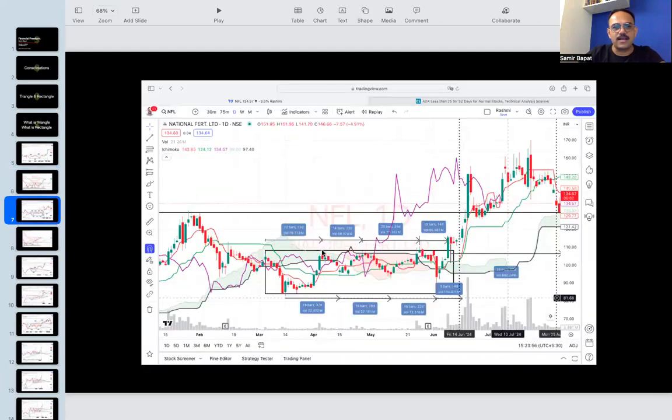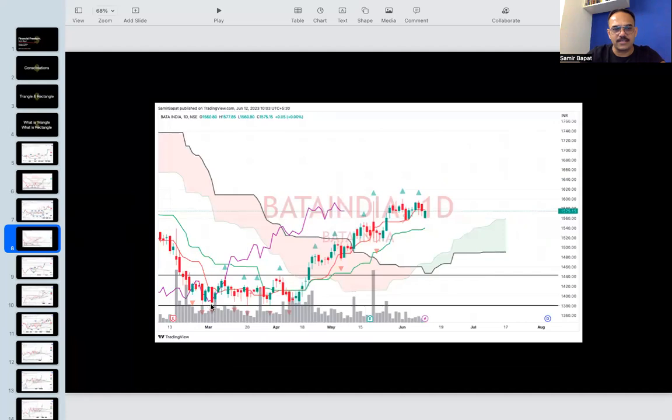Third example is National Fertilizers. This is again May 2024, May, June. Again, the price is trapped inside a rectangle and there is a breakout. It will reach the target. It has gone further above. Fourth, Bata India. Again, the price is trapped for two months. It should be more than one month. The price should be going up and down for more than one month. Clear? Everyone clear about the rectangle?